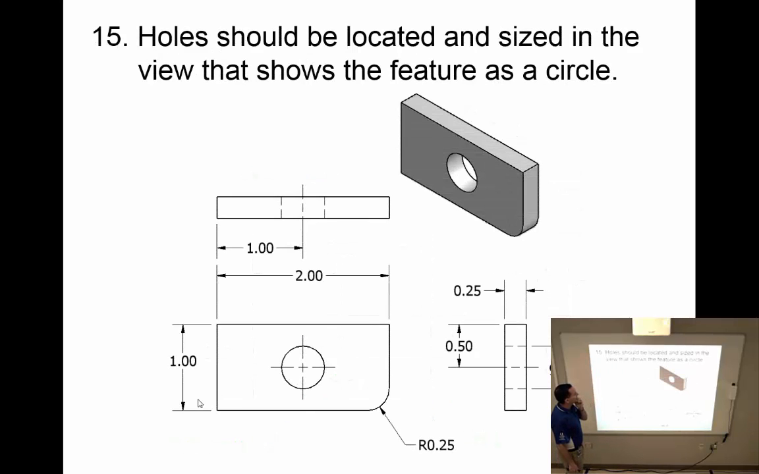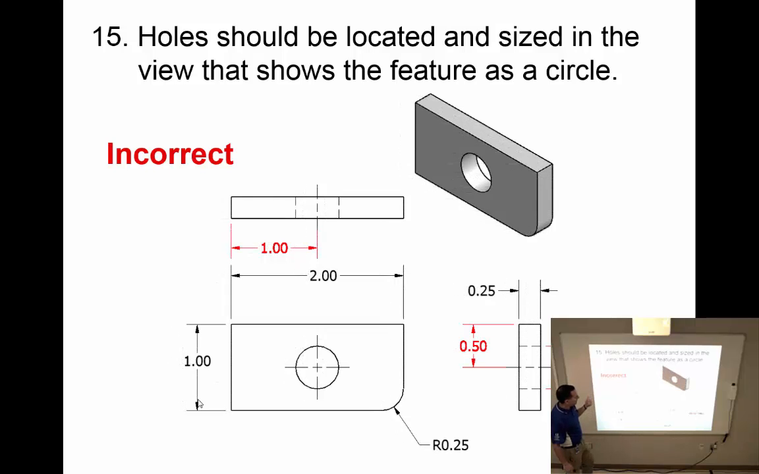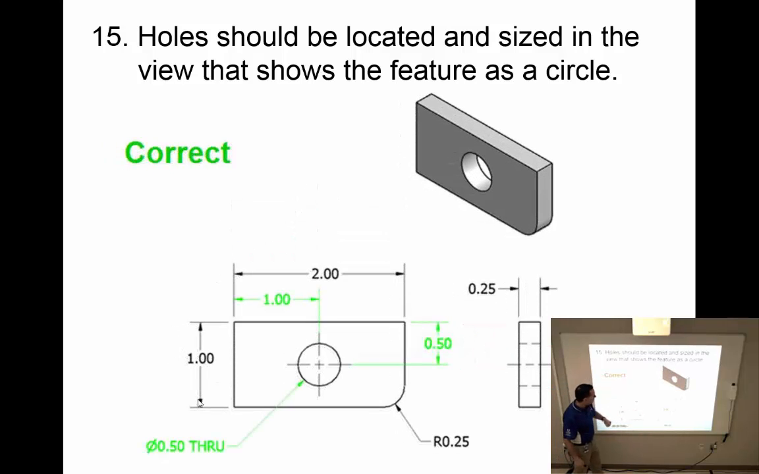Holes should be located and sized in the view that shows that feature. So my hole is on the front view of the object. The dimensions for that hole should go on the front view of the object. I have hidden lines that represent the hole in the other views, and I don't want to put the dimension to the hidden lines. So I'm going to move the size and location dimensions for the hole onto the front view.